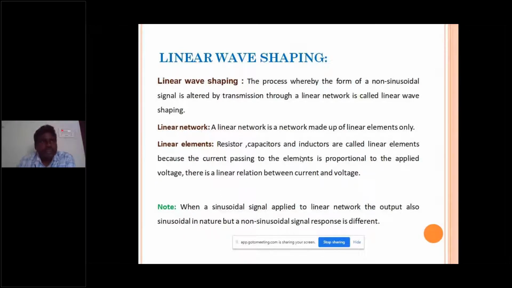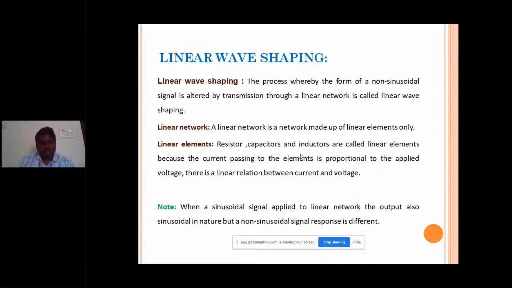Now we are saying that we are transmitting a non-sinusoidal signal through a linear network. Then what is meant by a linear network? It is simply a network made up of only linear components. So what are the linear components or linear elements which are given here? They are resistors, capacitors and inductors. If a network is constructed by using these three passive elements, it is called a linear network.